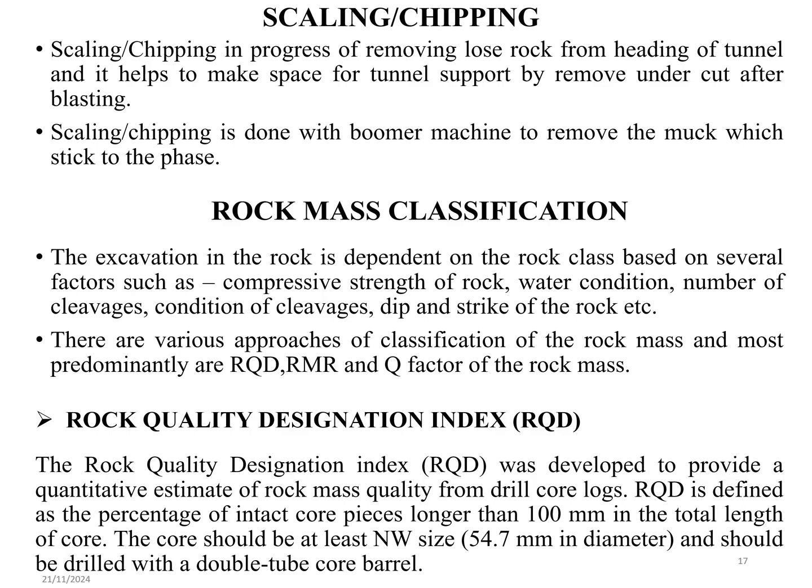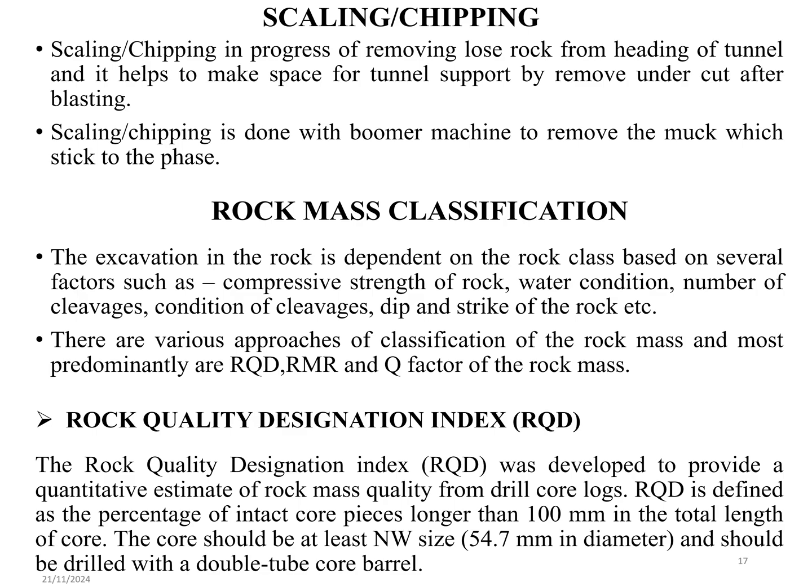Scaling or chipping with boomers. Scaling or chipping involves removing loose rock from the tunnel heading to make space for tunnel support. This is done using a boomer machine, which helps to remove any remaining muck and prepare the tunnel space for shotcreting.